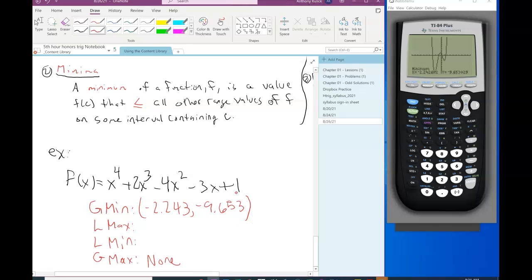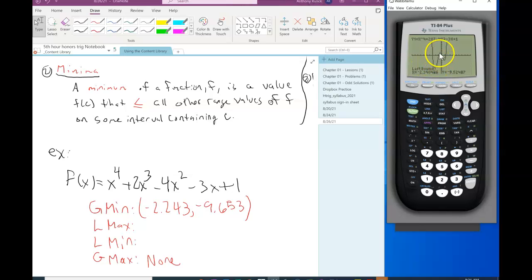Everybody okay with what we did there? Next up is the local maximum. I'm going to do the same thing. So I'll press second and trace to go back into that menu. But this time, instead of picking the minimum command, I'm going to pick the maximum command. So again, the calculator is going to ask me the same 3 questions, left bound, right bound, and guess.